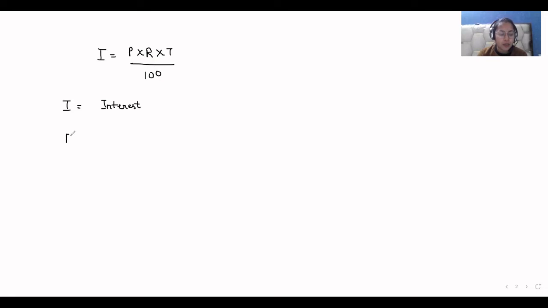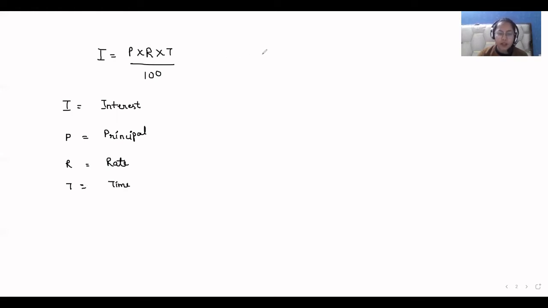And the next term is principal. Principal is the sum of money that you lent, borrowed, or invested. And the next is rate. Rate is the interest paid on 100 per unit of time, usually per annum. So how much interest, how much percent you charge. And time is the duration for which the sum of amount is lent or invested.